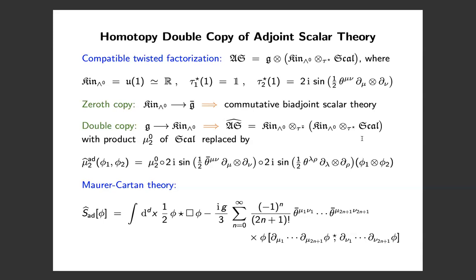And then I just turn the crank, I apply this homotopy double copy prescription, and I get a double copied theory with a complicated product that looks like this. And this is what the Maurer-Cartan action functional looks like. It's quite a complicated theory, but it is what it is. It's again some new theory, and that's what it looks like. Okay, so yeah, apologies for going fast here, but I want to get to the answer.